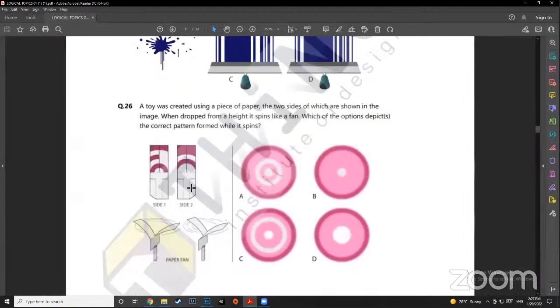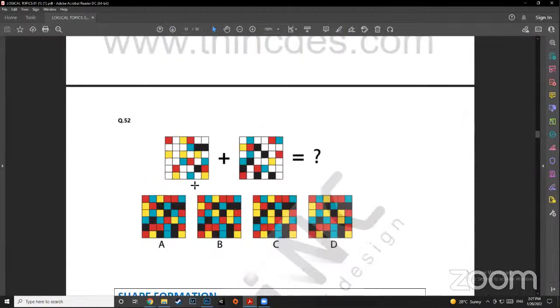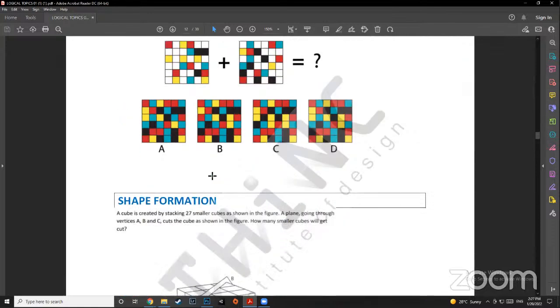And in pattern making, there are several different types of questions, like they're asking, if we take these two squares of different colors, and if you overlap them with each other, what sort of pattern will it make? So you have to figure out, you have to correlate. Okay, so this is pattern making.